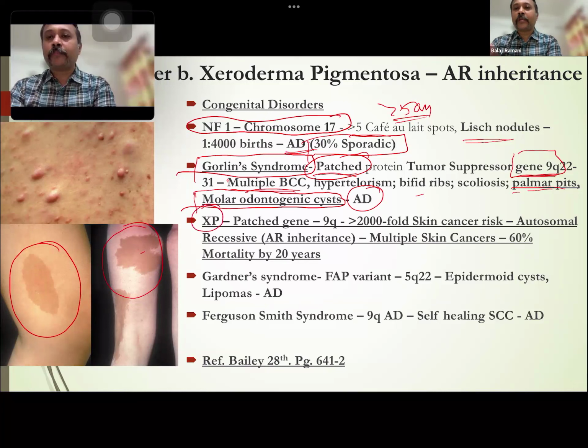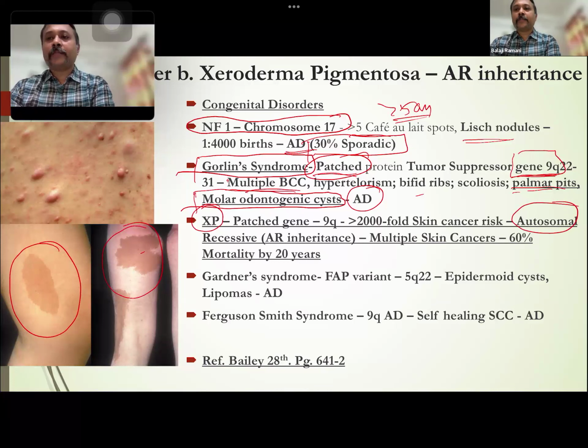Then xeroderma pigmentosa is again associated with the same locus, but this one has an autosomal recessive inheritance. Here you are prone to multiple skin cancers, basically squamous cell cancers, basal cell carcinomas, melanomas, everything can happen in xeroderma pigmentosa. And many of them will have mortality by around 20 years of age. At a very young age, they will die of multiple skin cancers. So that is the only one which will be autosomal recessive.